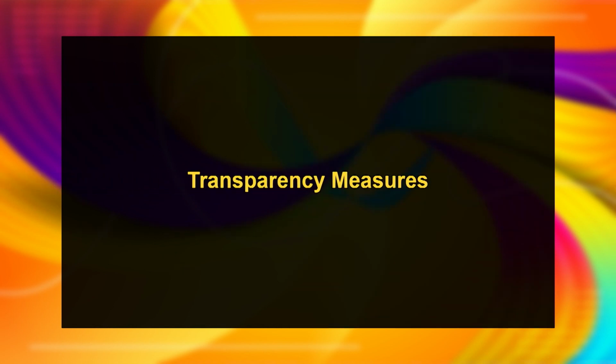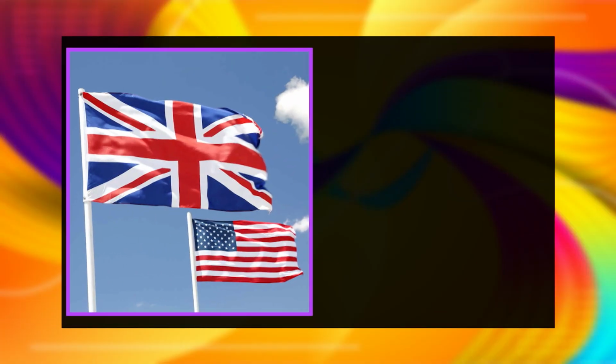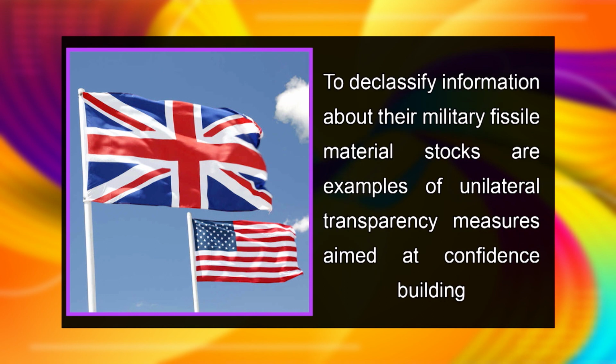Third, transparency. Transparency measures foster greater openness of military capabilities and activities. Such measures may include pre-notification requirements, data exchange, and voluntary observations of one another's military exercises and operating procedures. Nuclear transparency measures also include unilateral declarations of nuclear-related data or exchange of such data among parties. The decision by the United States and United Kingdom to declassify information about their military fissile material stocks are examples of unilateral transparency measures aimed at building confidence.